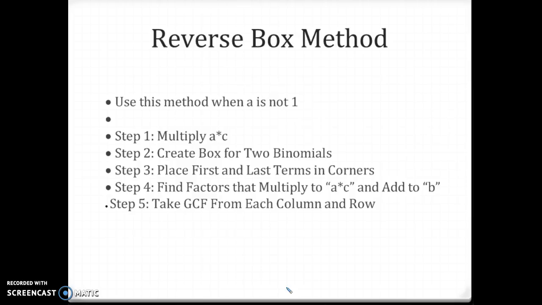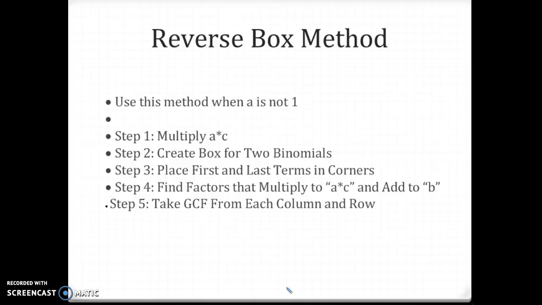Reverse box. This is also a method we use whenever a is not 1. The first step, again, just like bottoms up, is you multiply a and c. Then you're going to create your box for 2 binomials, so it's going to be a 2 by 2 box. Then we put the first and the last terms in our corners, because when we multiply, those are the 2 that are the easiest.